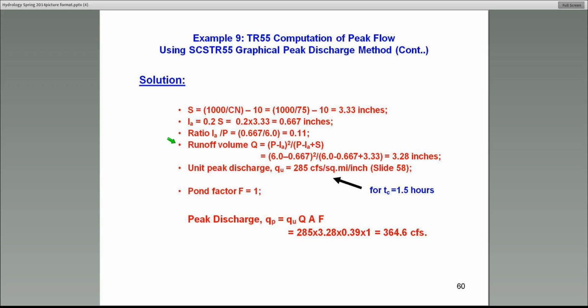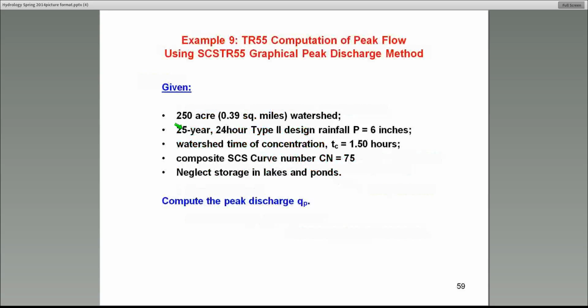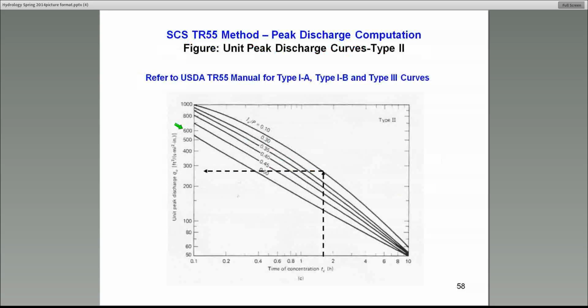And finally, you'll need this runoff volume in inches and the unit peak discharge. This is from slide 58. And finally, I'll put it all together. In this case, for that unit peak discharge, I'll go back to that slide for a minute to show you. Keep in mind the time of concentration and the IA over P ratio. These are the two you'll need in order to get that qu from that figure. The time of concentration is 1.5 hours. So I'm going back to that figure briefly. The time of concentration is 1.5 hours.